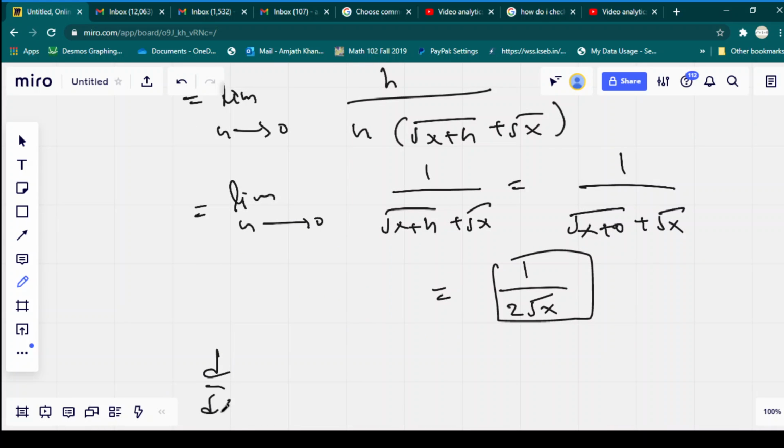Therefore the derivative of the square root function is equal to 1 over 2 times the square root of x.